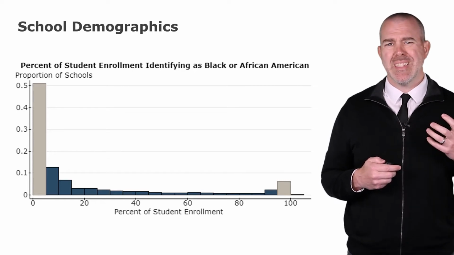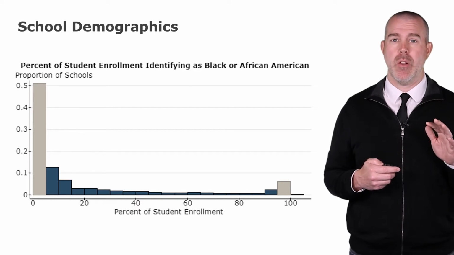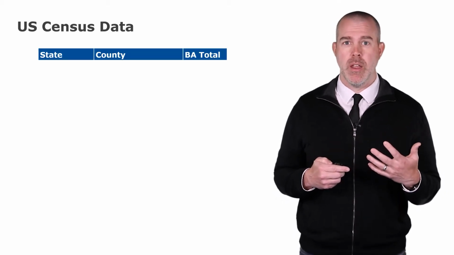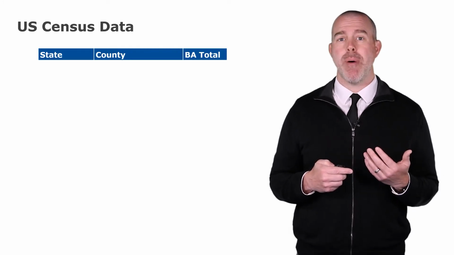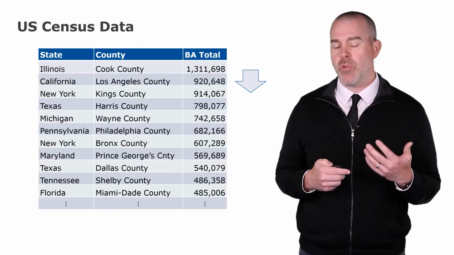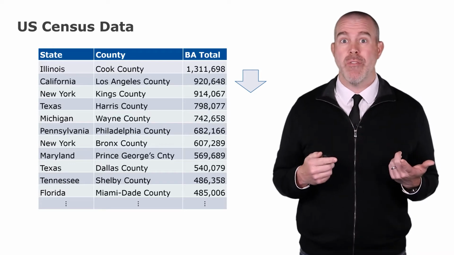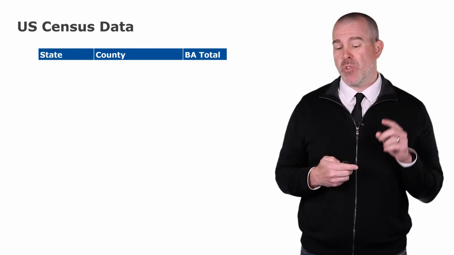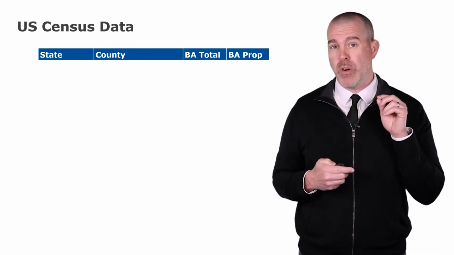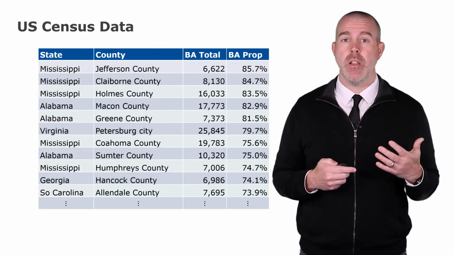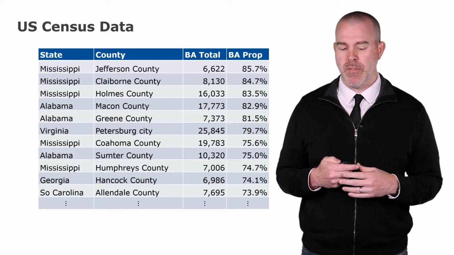So let's dive a little bit deeper and think about what might cause that. If you think about the US Census data and the concentration of Black or African American residents, you can get this by county, and there you can sort by Black or African American total. If we sort that descending, you can see Cook County, Illinois, in fact, has the most, and then there are some in Los Angeles, California, etc. If you sort by proportion, the proportion of the residents that are Black or African American, you get a different order. Here, it's all in the Southeast: Mississippi, Alabama, Virginia, etc.